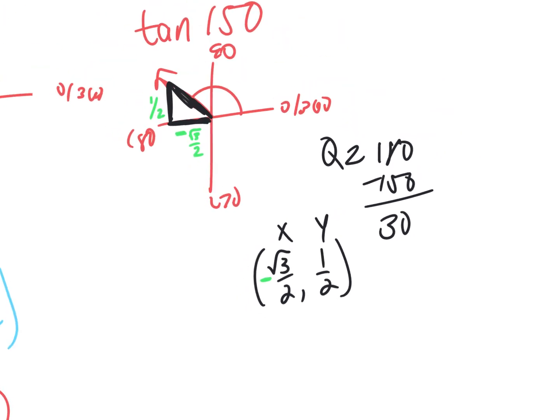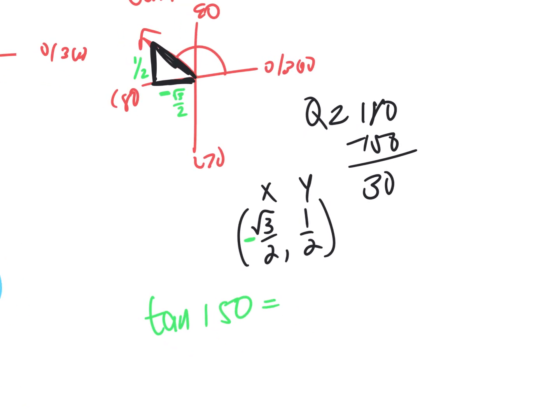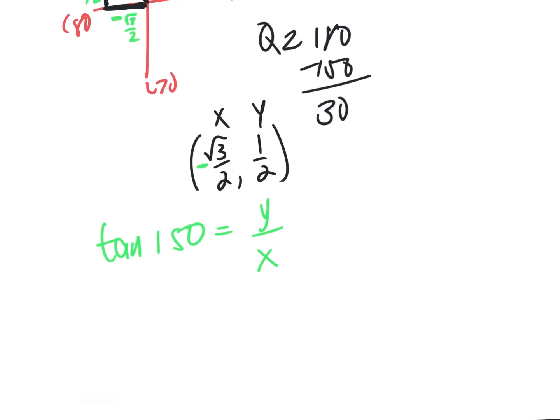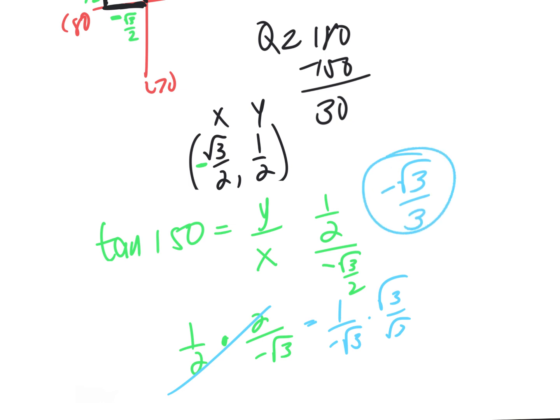So if I'm finding the tangent of this angle, the tangent of 150, well, think about what tangent is. It's y over x. So take your y value of 1/2 and divide it by negative root 3 over 2. If we're dividing fractions, we keep, change, flip, and then we simplify. The 2's will cancel. You have 1 over negative root 3, and then we rationalize. So this is negative square root of 3 over 3.